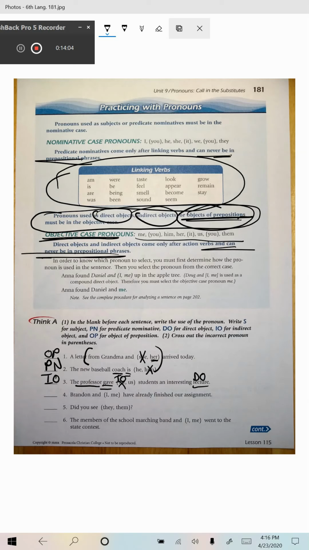Brandon and I, or me, have already finished our assignment. Brandon and I, or me, this is the subject, right? So what do we use for subject? The nominative case, which is I. If you're not sure, cover up Brandon and. I'm covering it up with my pen. Would you say I have already finished or me have already finished? You would say I.